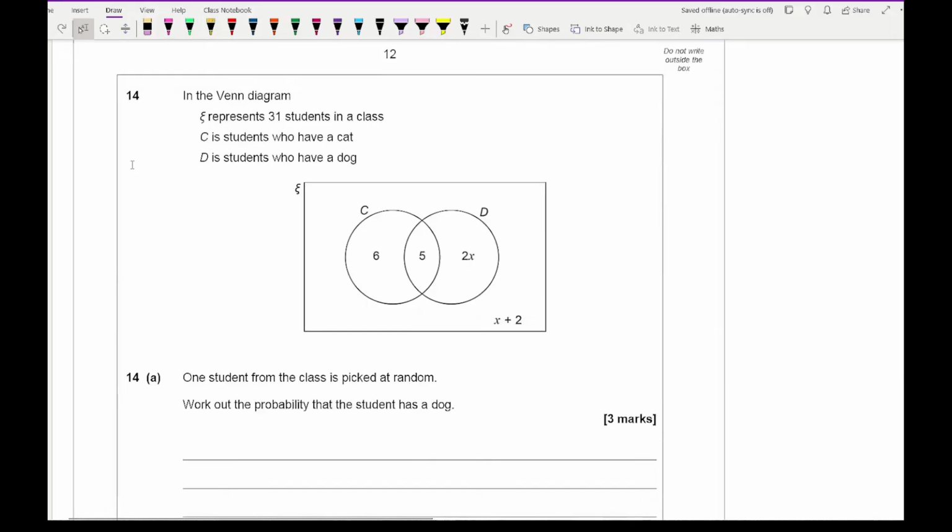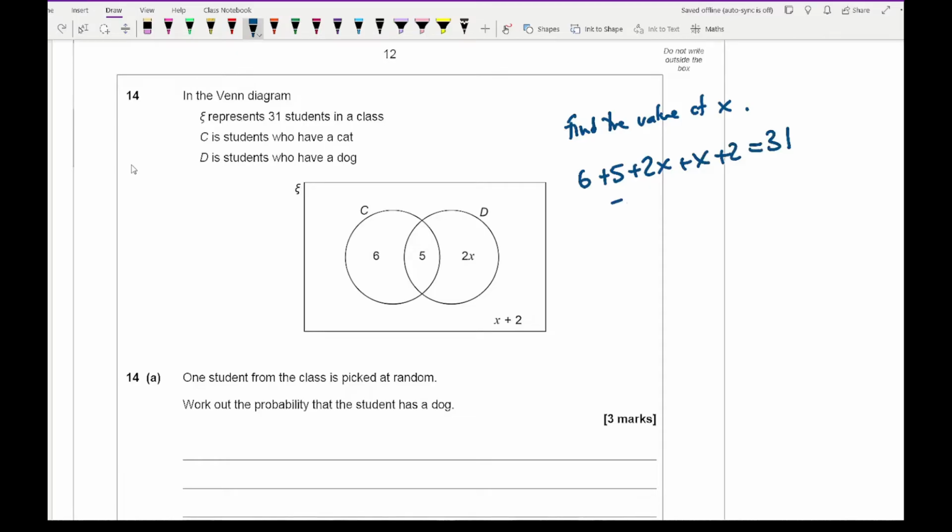Then with question 14, it says, in the Venn diagram, the total set represents 31 students in a class. C represents the students who have a cat. D is the number of students who have a dog. One student from the class is picked at random. Work out the probability that the student has a dog. So what we want to do first is find the value of x. Now we know that 6 plus 5 plus 2x plus x plus 2 has got to add up to 31, because that's all the people in the Venn diagram. Now it's not probability in the diagram, so it's just actual whole numbers.